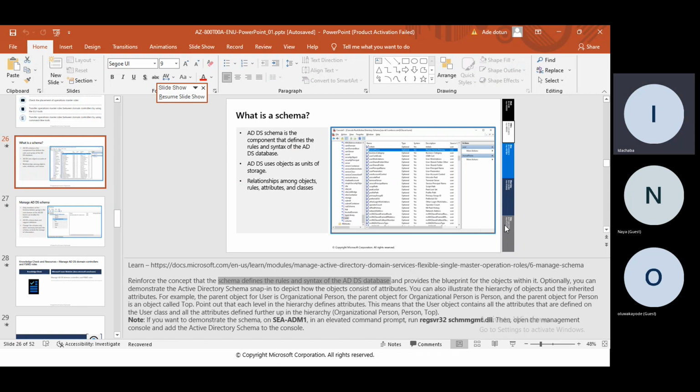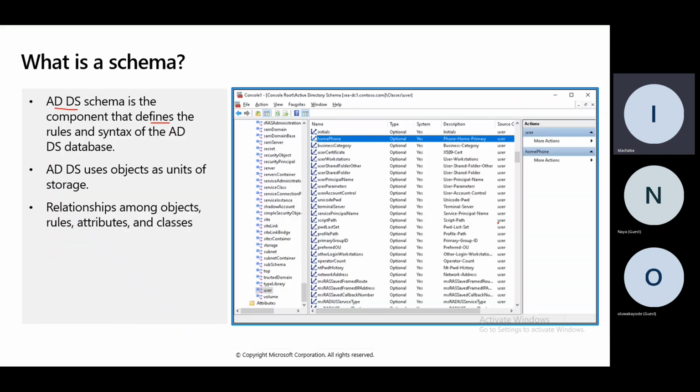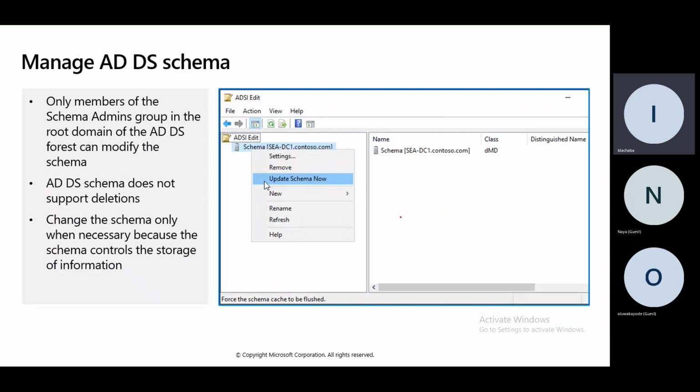For example, the parent object for user is organizational person, the parent object of organizational person is person, and the parent object of person is an object called top. Okay, let's move on because of our time. All right, so how do you now manage your schema in ADDS?